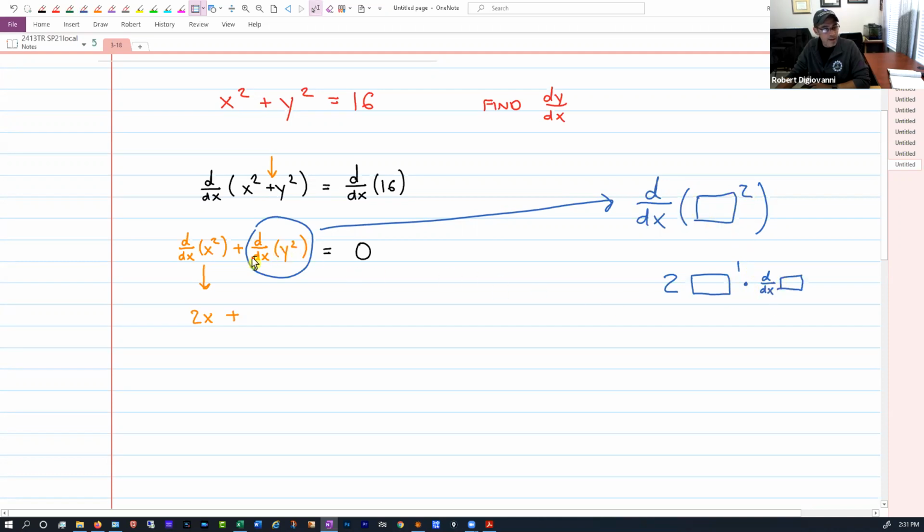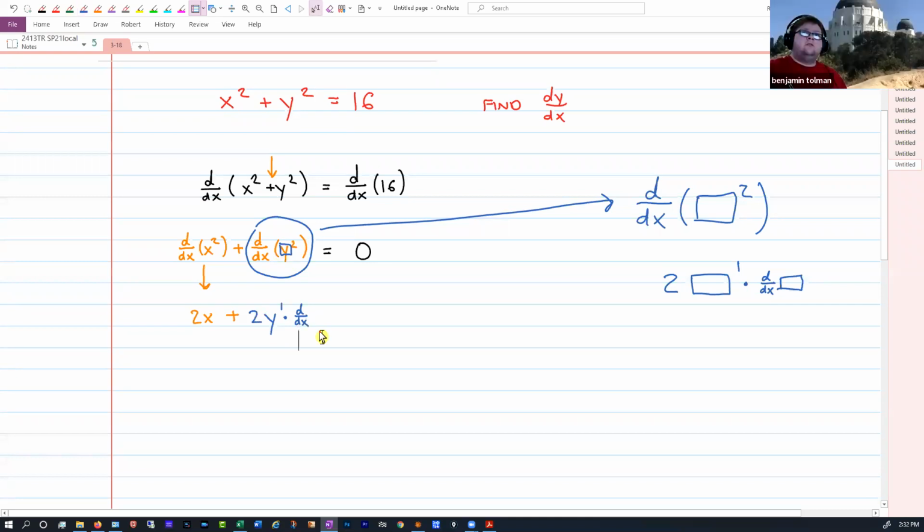Let's try and do that back over here. What is the derivative with respect to x of y squared? So the box here for us is the y. So bring the 2 out first. What do you get? 2y to the first power, right? I don't need to write the 1. But then this is the critical part, times, now I need the derivative with respect to x of what? Y. Of y.